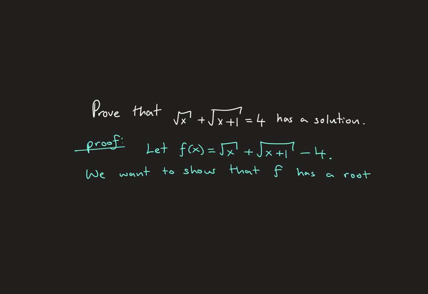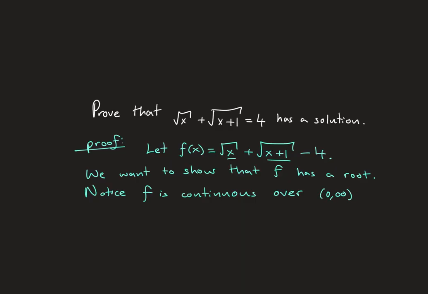Because if it has a root, then I would know that f of r is equal to 0. In other words, the square root of r plus the square root of r plus 1 minus 4 equals 0. Add 4 to both sides, giving us a solution to this equation. All right, so we want to show that f has a root. In order to do that, we better claim that f is continuous. And it is continuous over a restricted domain. What restricted domain is that? We need to make sure we're not taking square roots of negatives. So I think 0 to infinity is going to force that to happen.